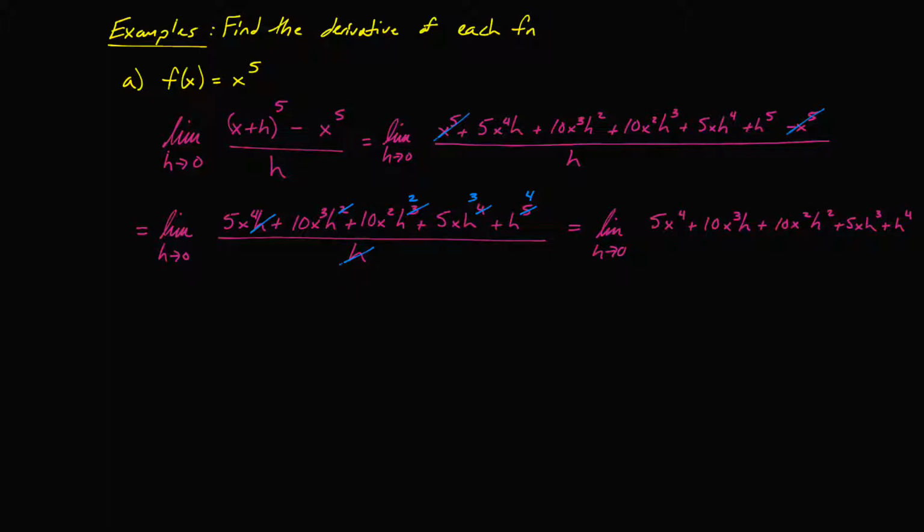So now we can just write this out again with the application of the 5x to the 4th plus 10x cubed times 0 plus 10x squared times 0 plus 5x times 0 and 0, all equaling the final answer of 5x to the 4th. And that is our answer for this.